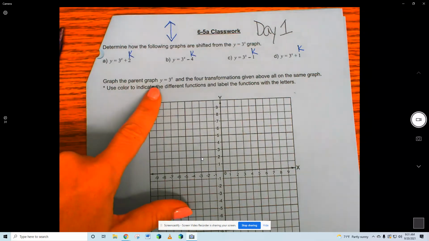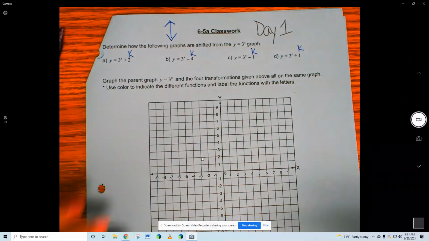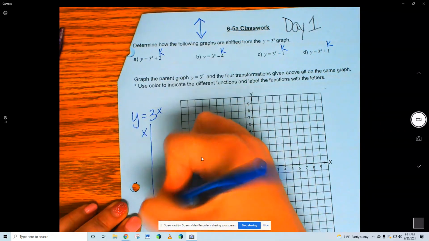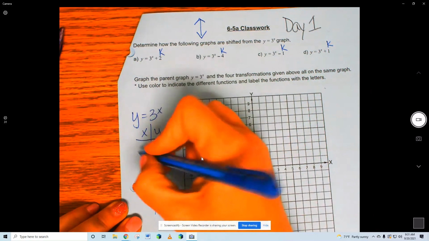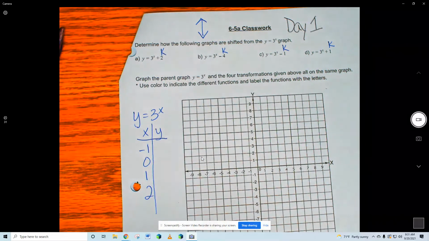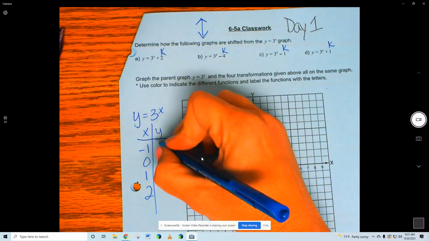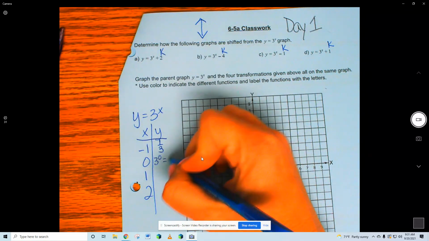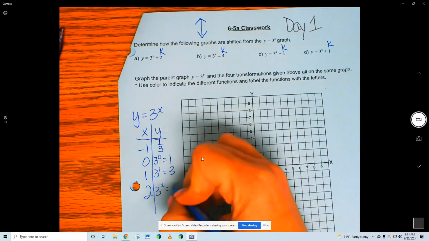So here we go. We're all going to do this together. Graph the parent graph, y equals 3 to the x power. Here's the table of values for y equals 3 to the x. Let's just do -1, 0, 1, 2. When I plug in -1 for my exponent, I would get 1/3. 3 to the 0 equals 1. 3 to the first equals 3. 3 squared equals 9.